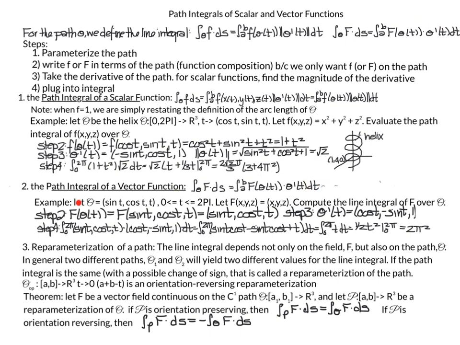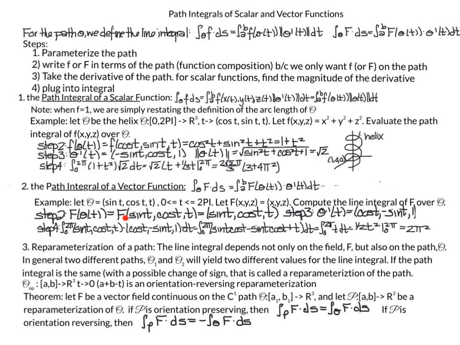So our example, same path, sigma equals sine t, cosine t, t, goes between 0 and 2 pi. Our vector function now takes x, y, and z, and it's the identity function. It just gives us back x, y, and z. So we compute the line integral of f over sigma. Step 1, parameterize the path, which has been done for us. Step 2, compose f with our path. So f composed with sigma.